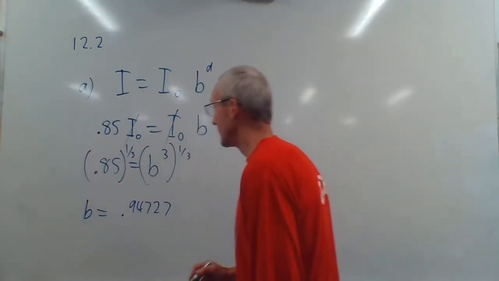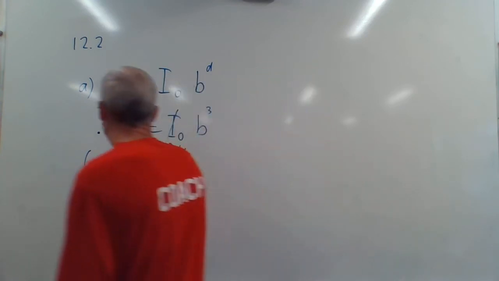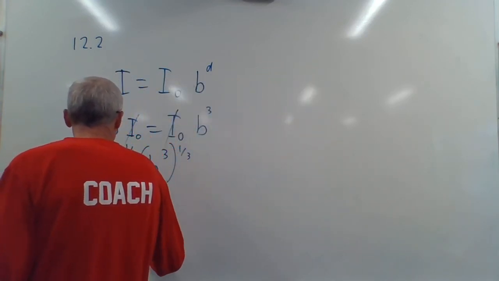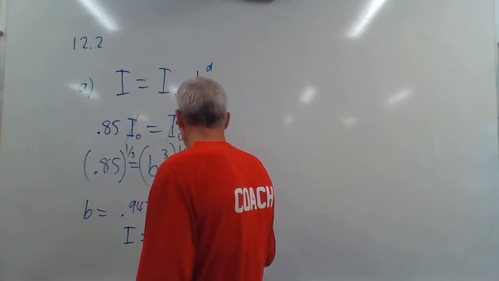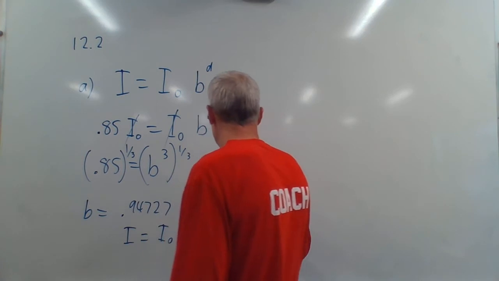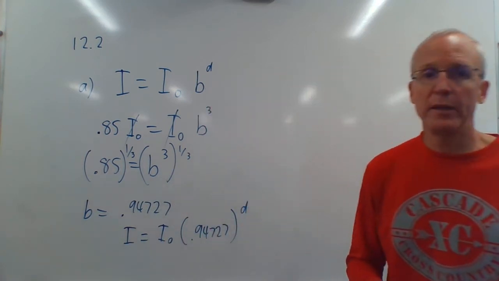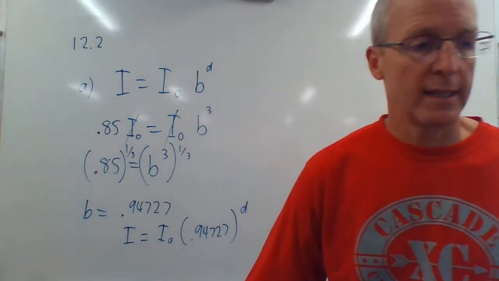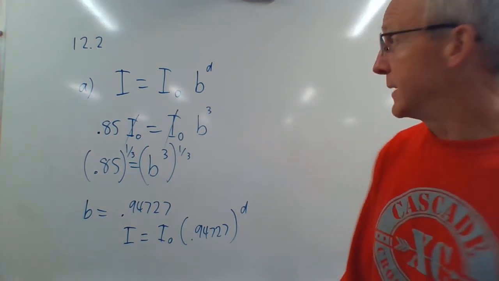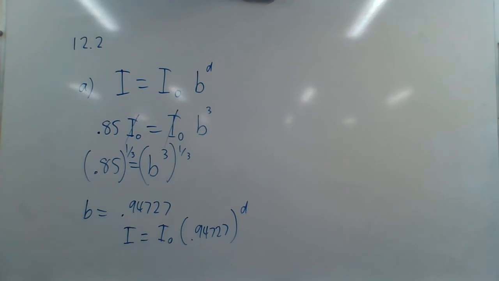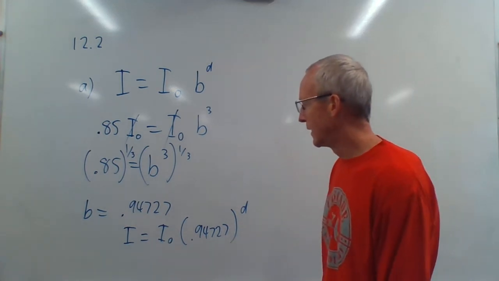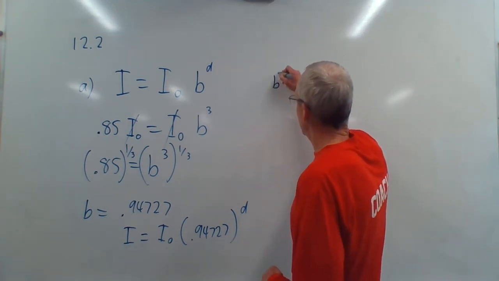Okay, so our model then is the intensity is I0 times 0.94727 to the depth. That is our model. Now we know the intensity at any depth we want. And again, it makes sense. The number is less than 1. The more we multiply it, the smaller it gets. Yeah, that's exactly the number they chose too. Cool. Okay, then part B is easier. I'll let you figure that out on your own.